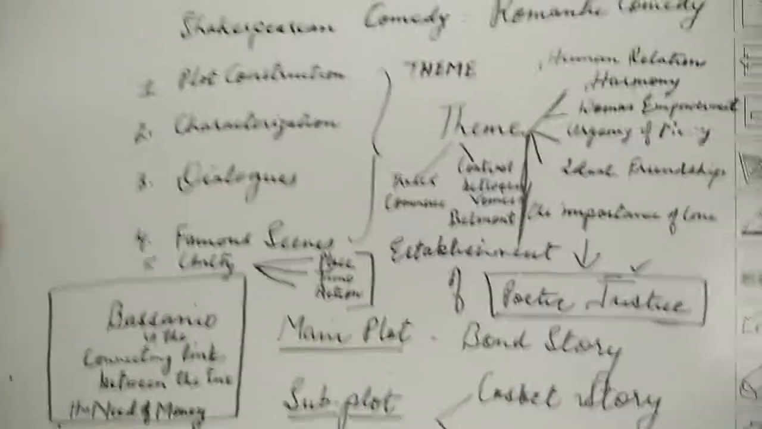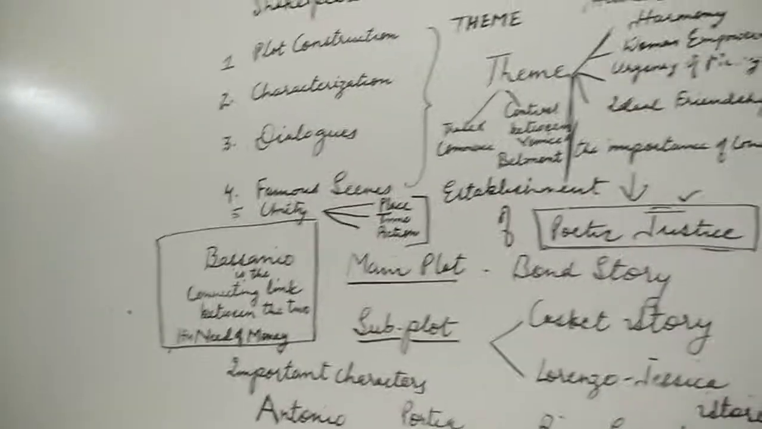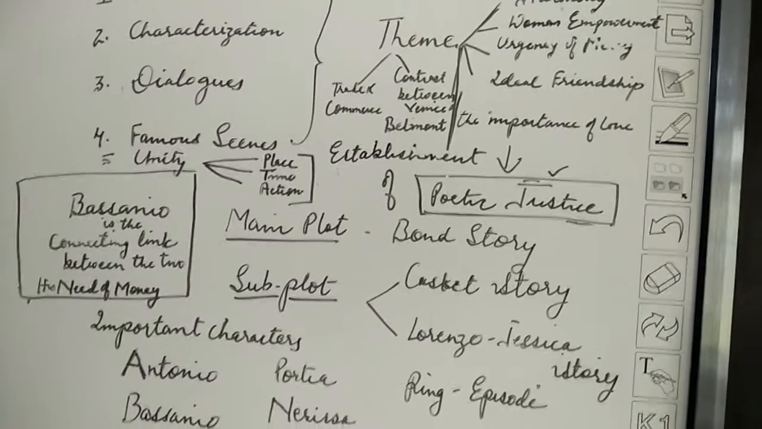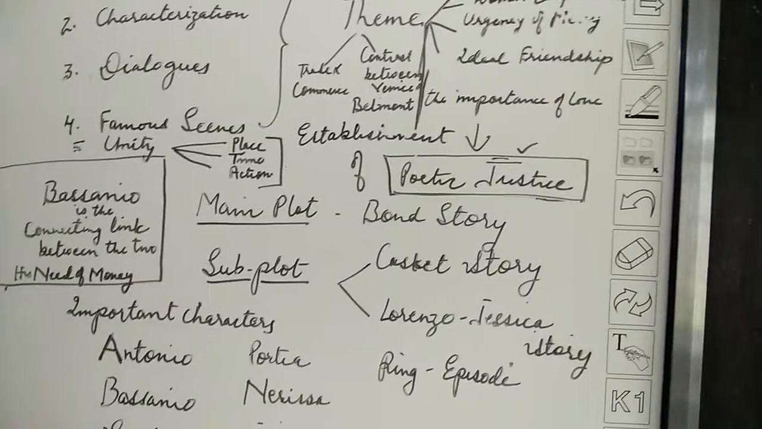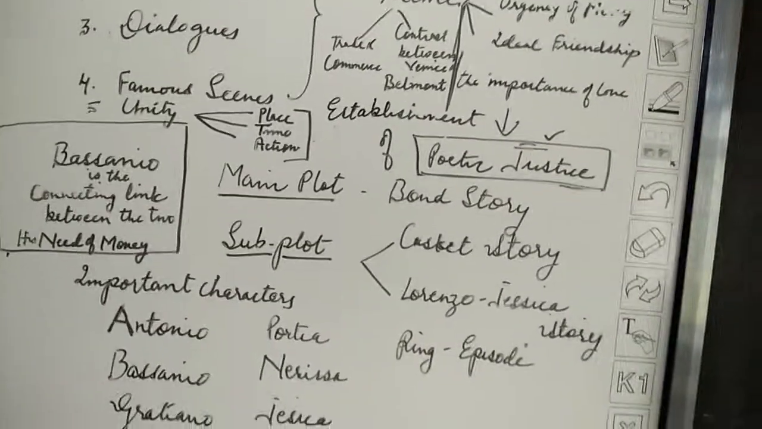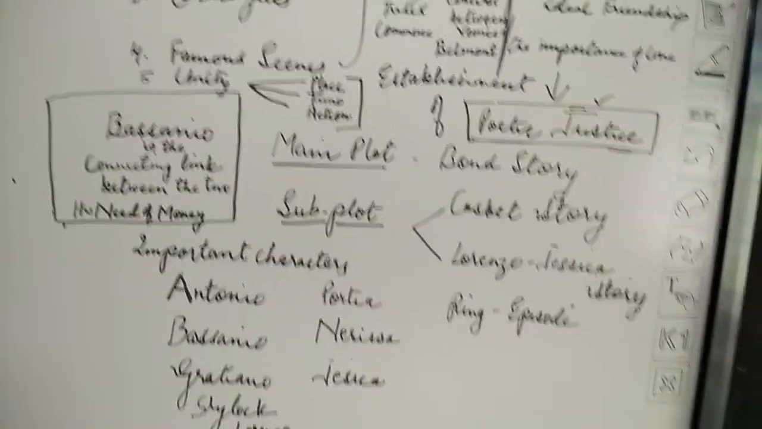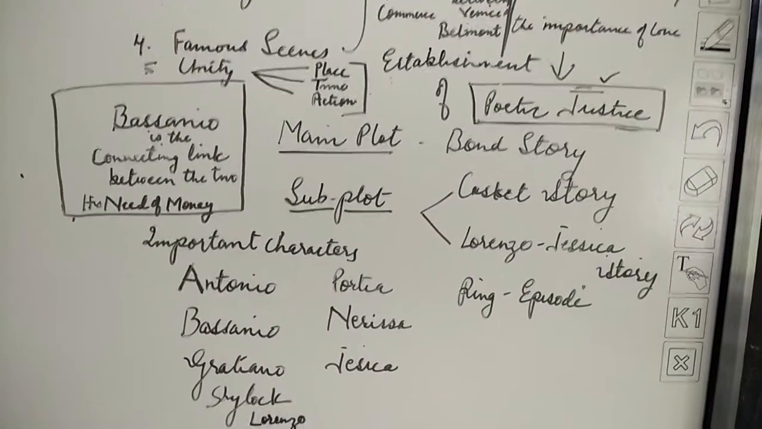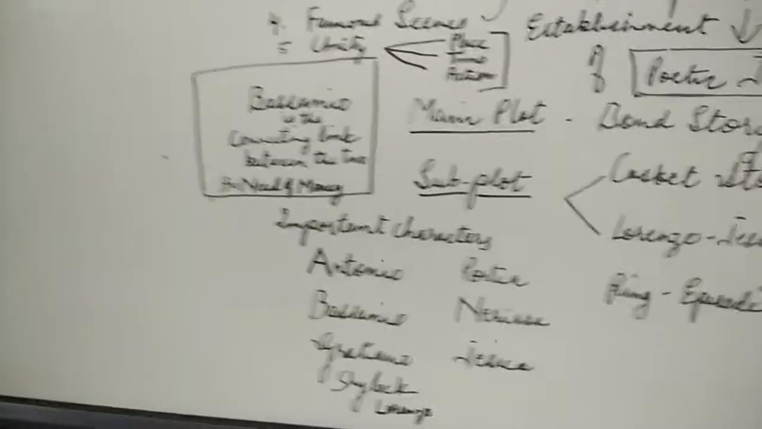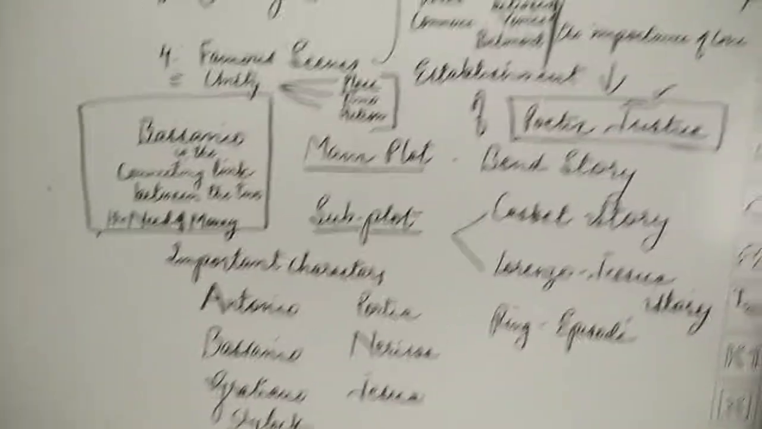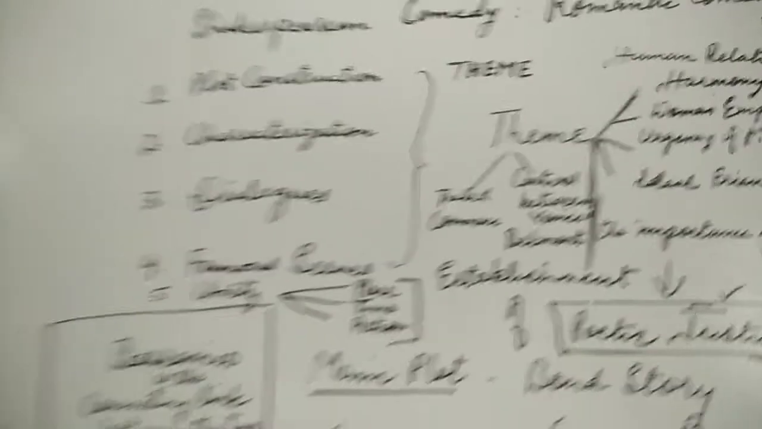As I mentioned earlier, Portia is an emblem of glory, grace, intelligence, brilliance. She is one of the most brilliant heroines of Shakespearean comedy. So Portia and these are important characters. We have major characters and minor characters. Then, when we talk about characterization, another important point is that we have good characters and bad characters.